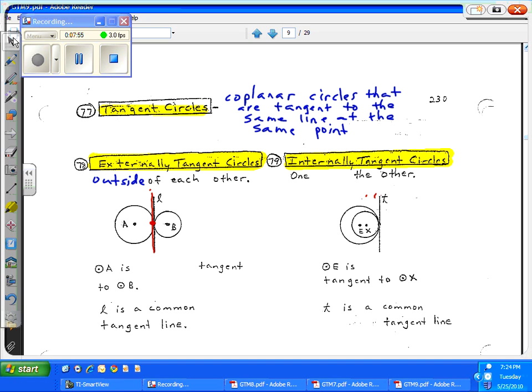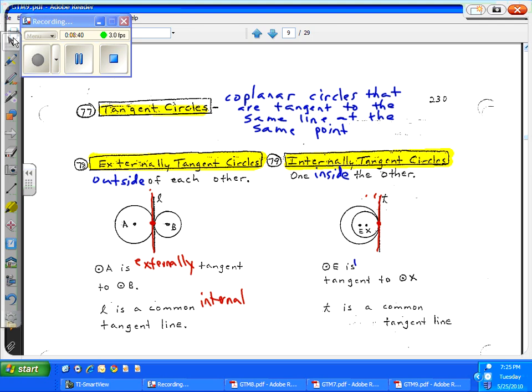Over here, these are both tangent to the same line at the same point. One of them is inside the other one, and so we say that they are internally tangent circles. Say that circle A is externally tangent to circle B. L is a common internal tangent line because it passes through the segment of centers.